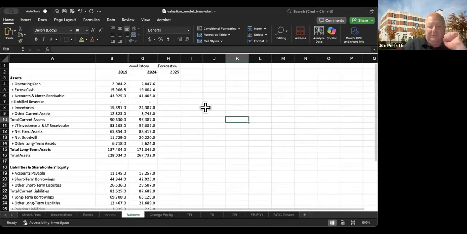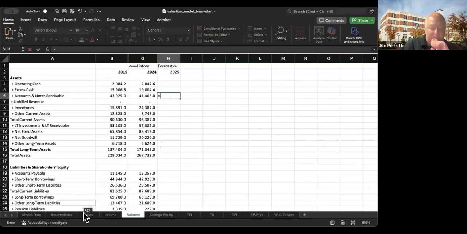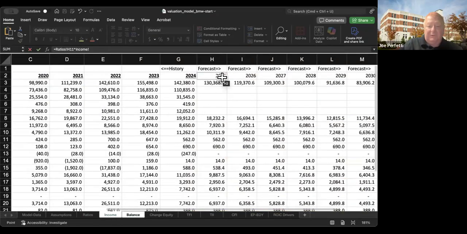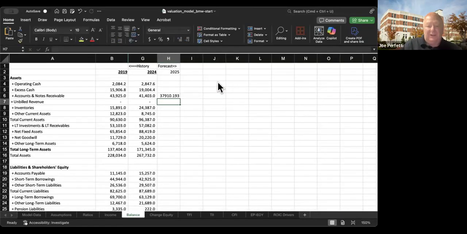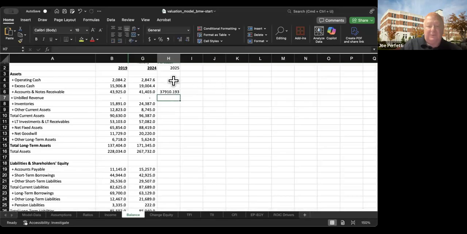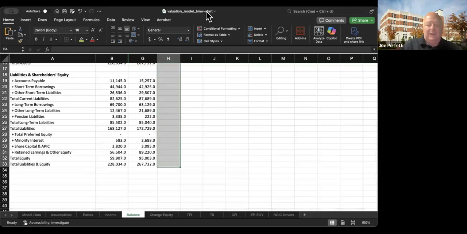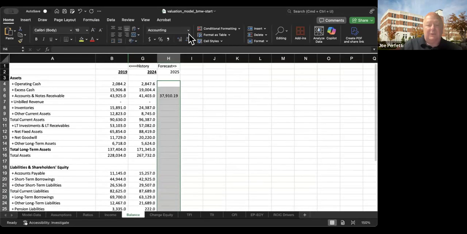All right, so going back to the balance sheet, go to accounts receivable, which is H6, equals on the balance sheet, on the ratios tab, 2025 receivables as a percentage of revenue. So H11 times, from the income tab, 2025 revenue, H3, enter. That'll give me 37,910,000,000 of accounts receivables next year. I'm going to take this column, go all the way down to the bottom, and format this, comma, 1 decimal place, just to be consistent with the rest of the model.